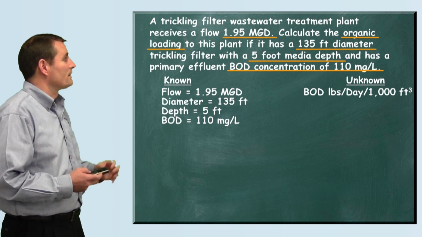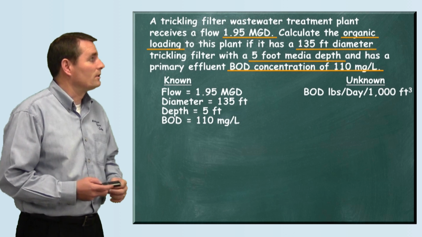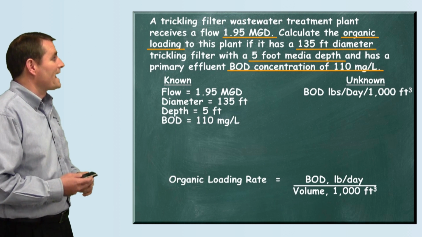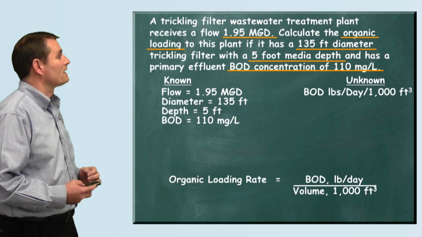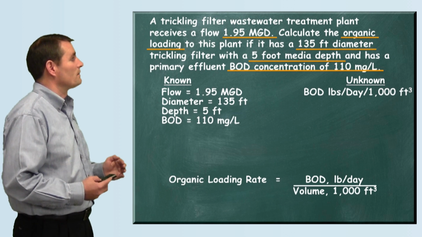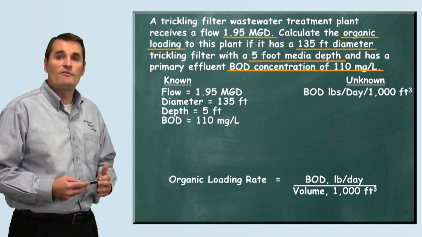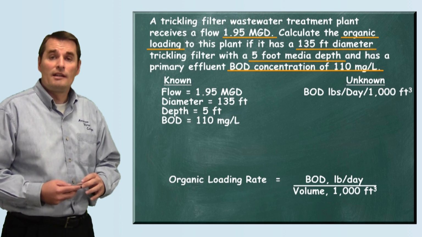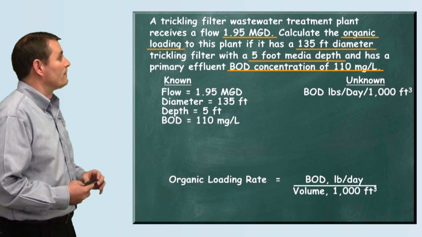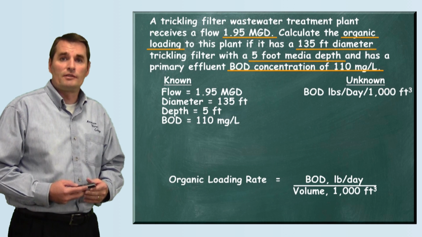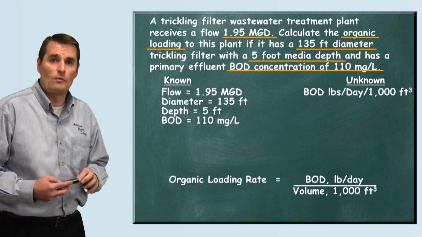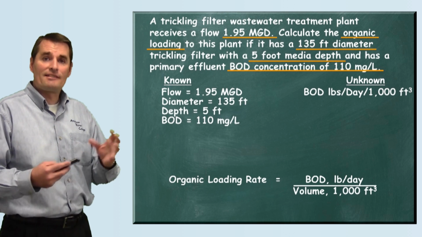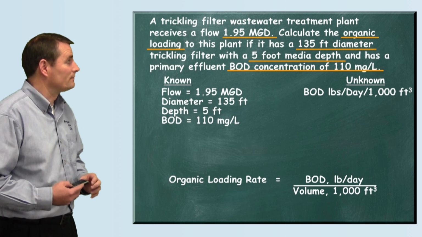Well, now that we have all this information pulled out of the problem, we'll use our organic loading rate formula to solve it. And notice that organic loading on this trickling filter is equal to the pounds per day of BOD going to the filter divided by the volume of the filter in 1,000 cubic feet. And I'm going to emphasize that 1,000 cubic feet has to stay as a unit.